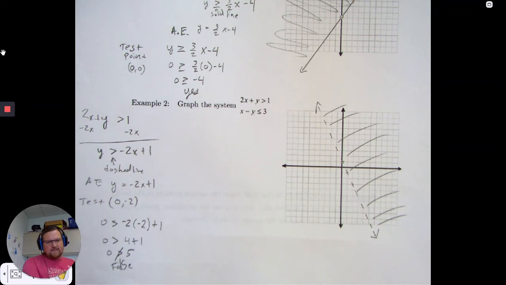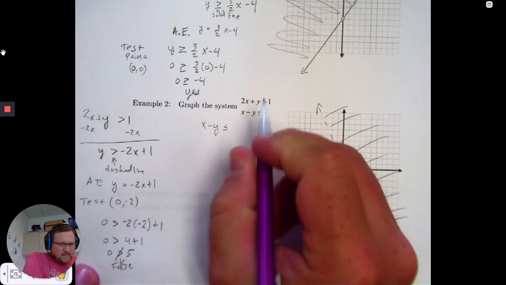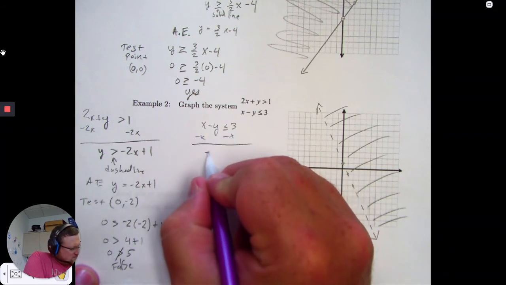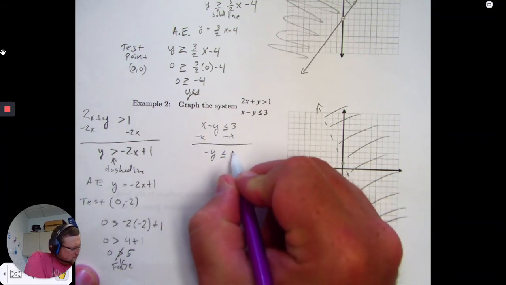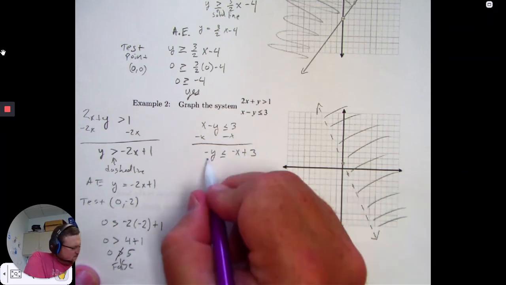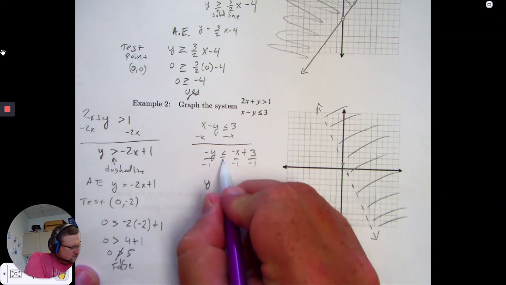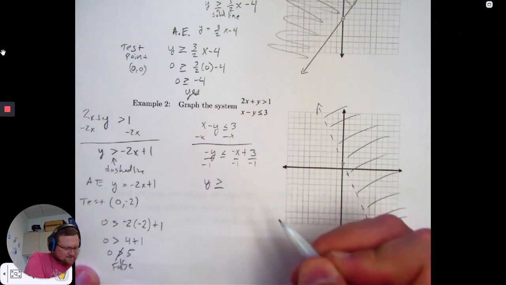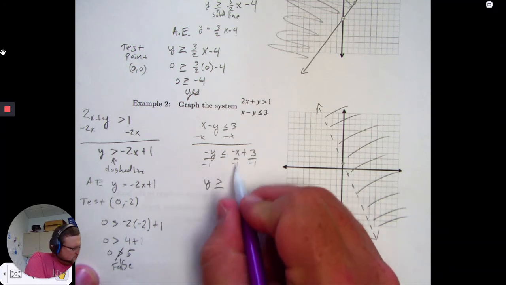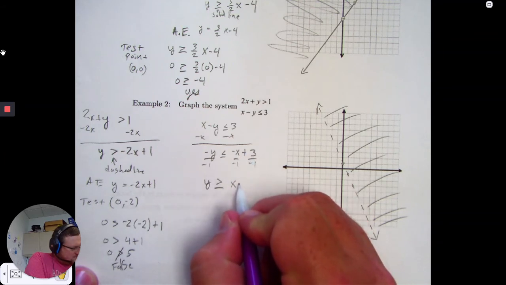But remember, we're looking at the intersection, so we have to look at our second equation now. x minus y is less than or equal to 3. So if we subtract x from both sides, we get negative y is less than or equal to a negative x plus 3. We then have to multiply or divide by a negative 1. You can do either one. We have to get the signs to change. Now, since we divided by this negative 1, we have to flip our sign. So y has to be greater than or equal to, we have negative and negative, so positive. Here we have positive and negative, so minus 3.